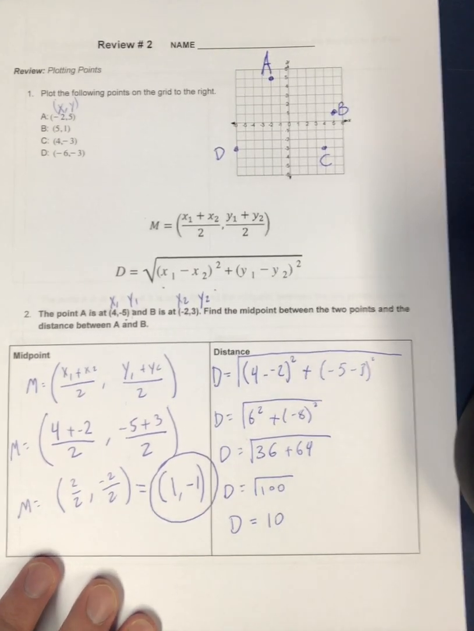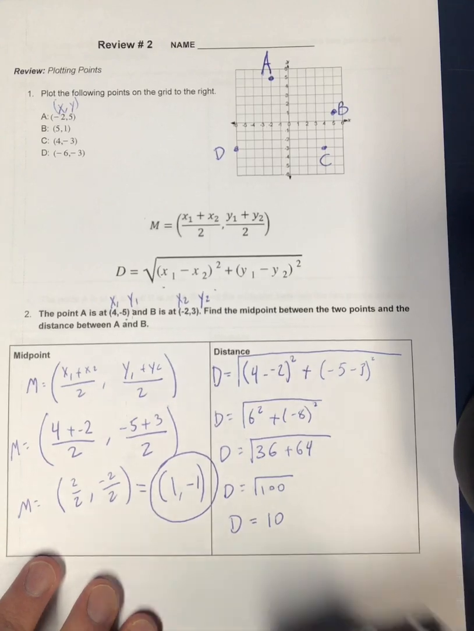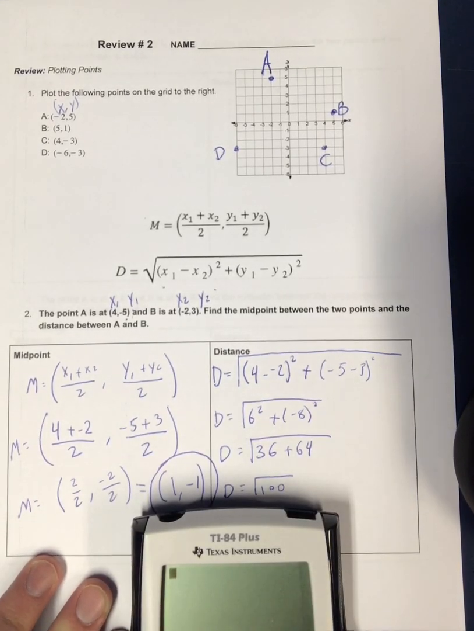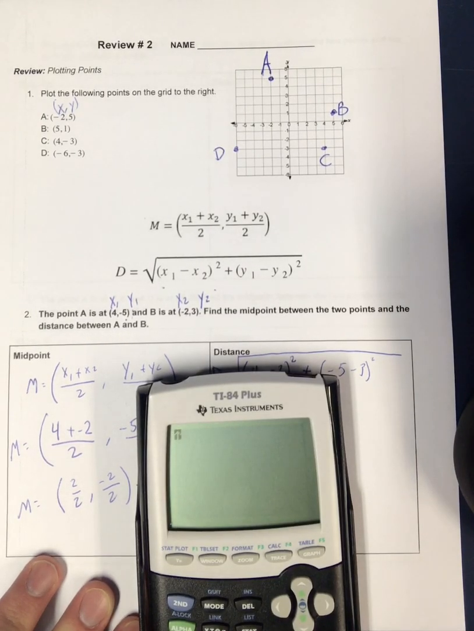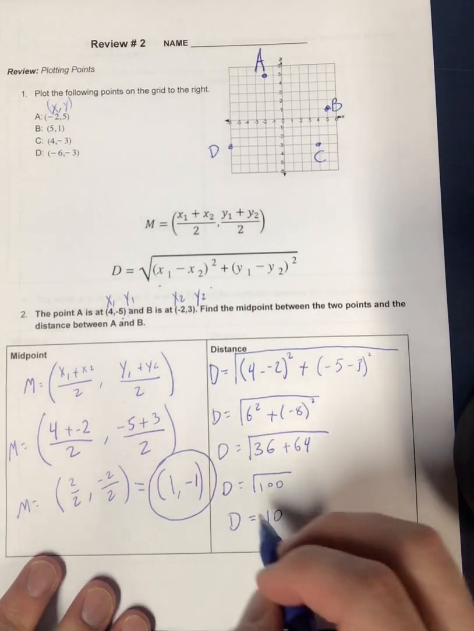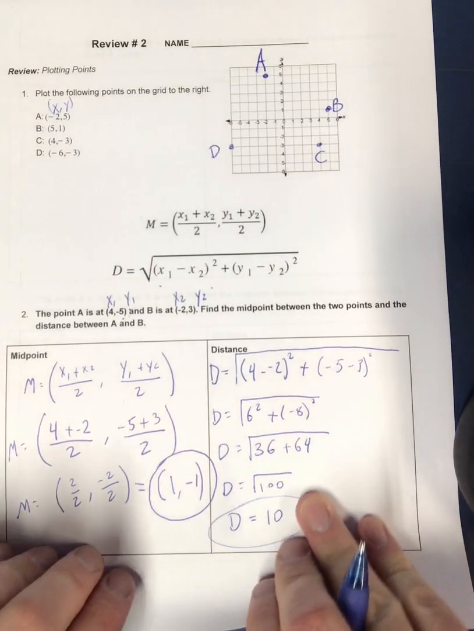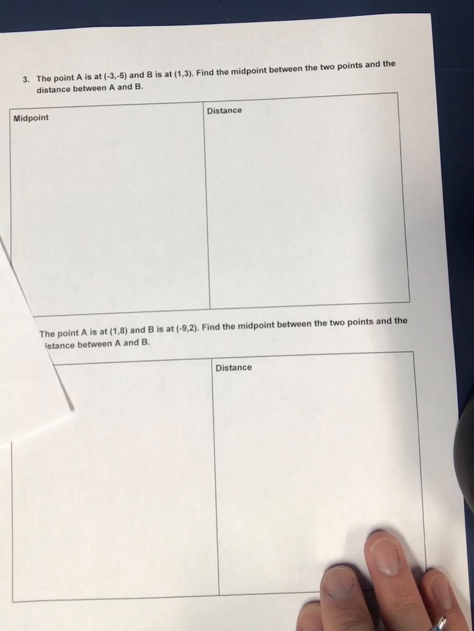And you can certainly use your calculator for this, so if you did not know, the square root is right here on the graphing calculator. It's right above the squared button. And if you put in 100, it's 10. I'll do one more and then I'll leave the last one for you.